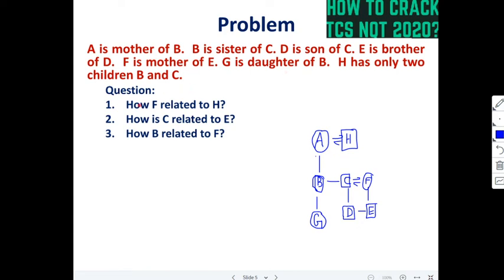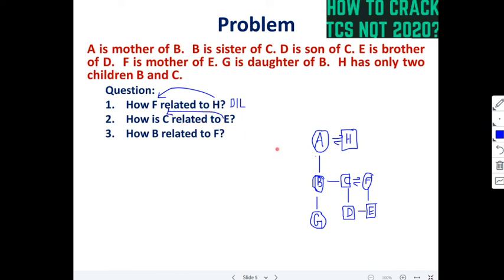Now let us move into the question. How is F related to H? So again, from H to F you have to go. B and C are children of H. So son's wife is F, correct? H's son is C and C's wife is F. So automatically it is daughter-in-law.